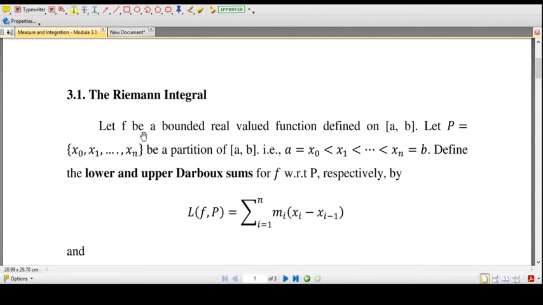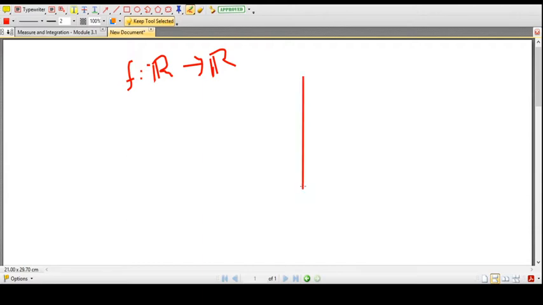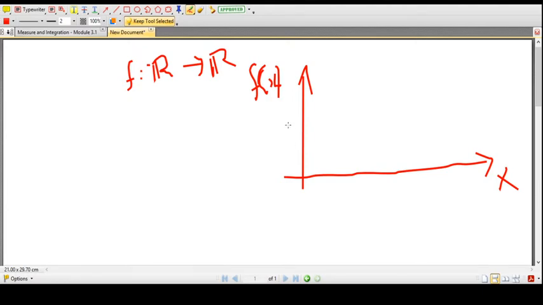First of all, we take a bounded real valued function f on [a, b]. f is a real valued function defined from R to R. Here x is the domain and y is f of x. Suppose we take f of x as the curve.